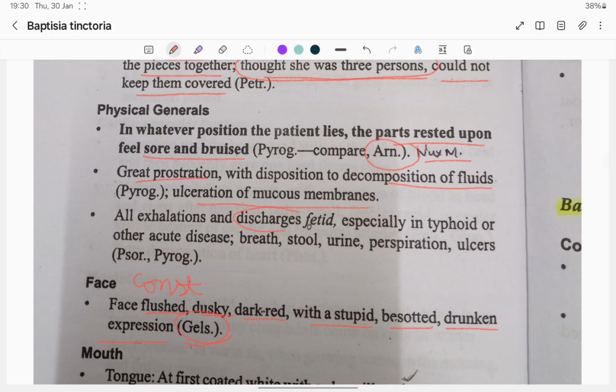Discharges and exhalations are fetid, especially in typhoid or other acute disease. Breath, stool, urine, perspiration, ulcers, all discharges are offensive and fetid. So this is number one point of physical characteristics. Discharges very much offensive, fetid.